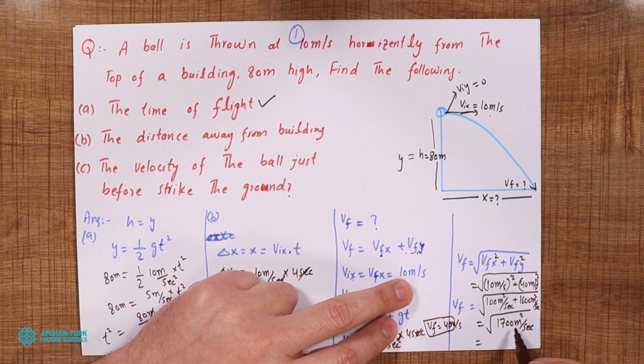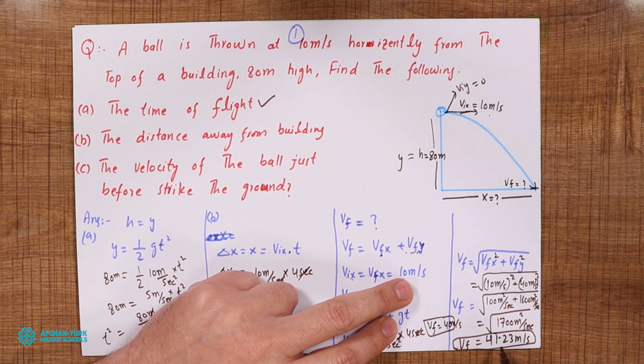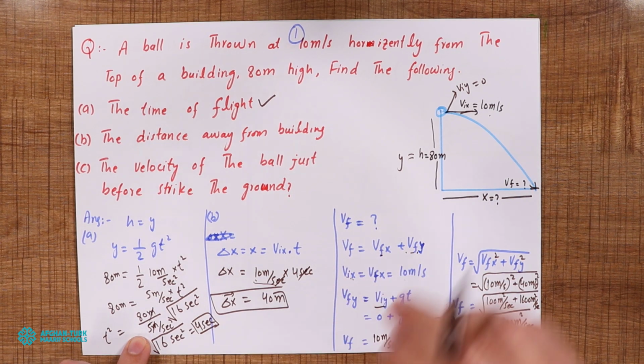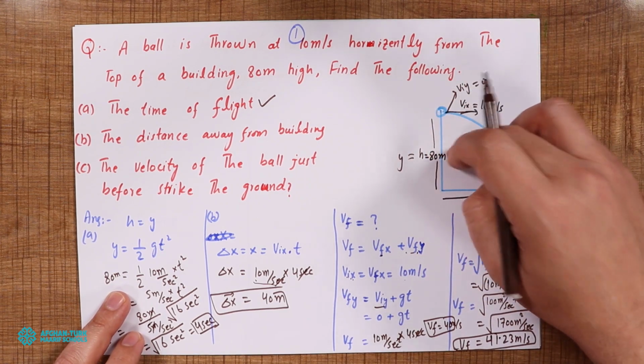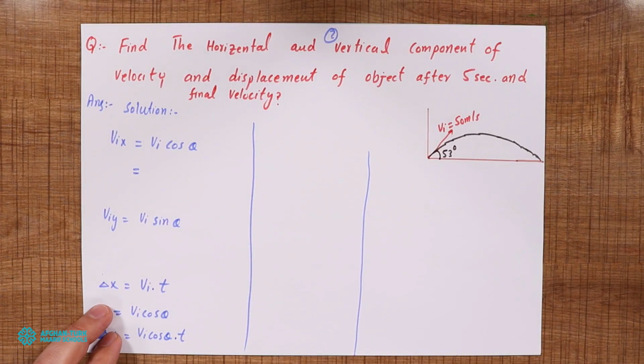If we take the square root of 1700, this becomes 41.23 meter per second. So this is the final velocity when they hit the ground at this point. 41.23 is the final velocity. Okay, this is question number 1, which is related to the special case. On the next page we are going to discuss the second question.